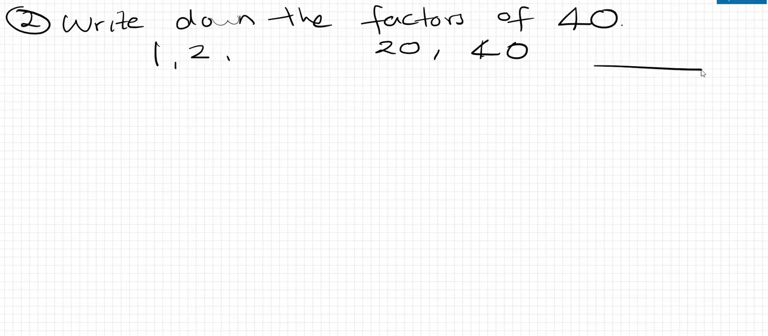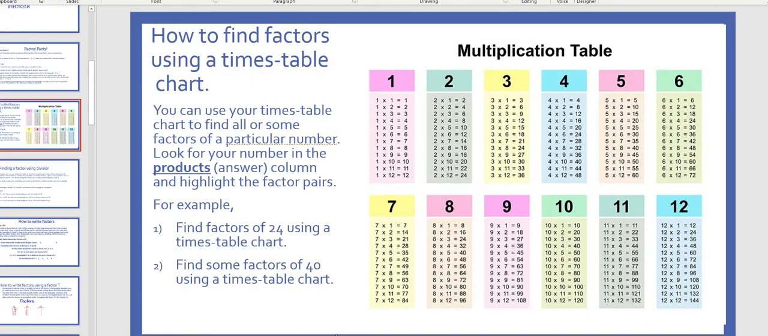So I'll put it in a factor T as well. So I have 1 times 40, and then 2 times 20 gives me 40. So far I have 2 factor pairs. Now, maybe there might be some more factors in between here. Let's have a look and see. I'll use my timetable chart again, just to have a look. 40 is not in my 3 column. In my 4 column, 4, 8, 12... there we go. There's 40. 4 times 10 is 40. That's using my timetables.